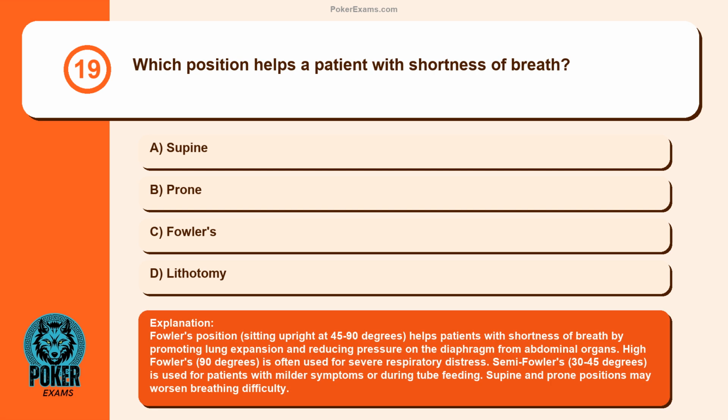Fowler's position, sitting upright at 45 to 90 degrees, helps patients with shortness of breath by promoting lung expansion and reducing pressure on the diaphragm from abdominal organs. High Fowler's, 90 degrees, is often used for severe respiratory distress. Semi-Fowler's, 30 to 45 degrees, is used for patients with milder symptoms or during tube feeding. Supine and prone positions may worsen breathing difficulty.